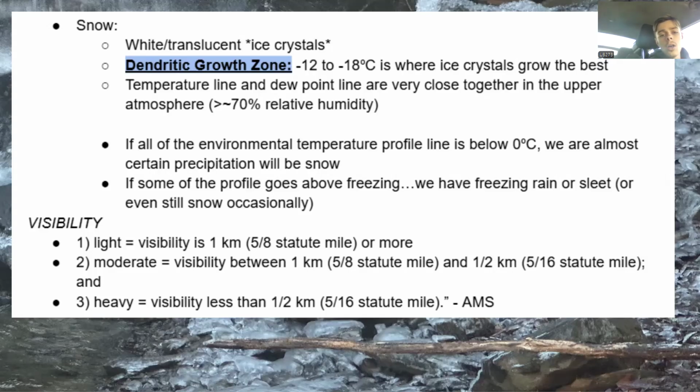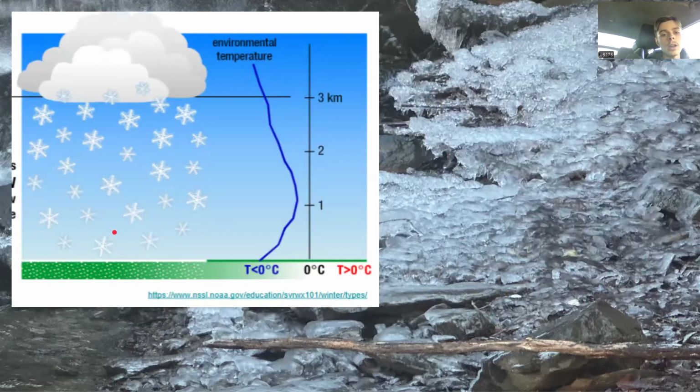If all of the environmental temperature profile is below 0 degrees Celsius, we are almost certain that the precipitation will be snow. If some of it goes above freezing, then we'll have freezing rain or sleet, or sometimes, occasionally, it can still be snow, but we're not going to really talk about that. But what those two bullet points meant is, well, you'll see in the next slide. And I'm going to come back to this visibility, but we're going to look at this right now.